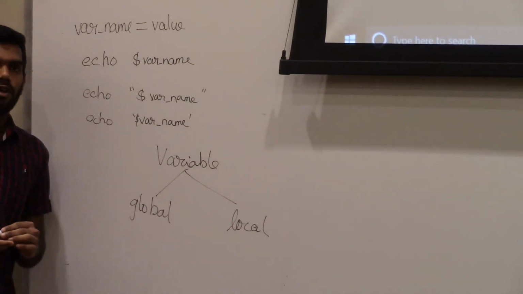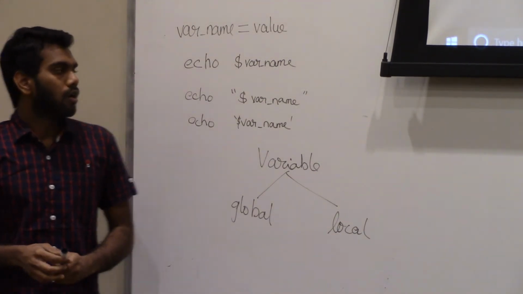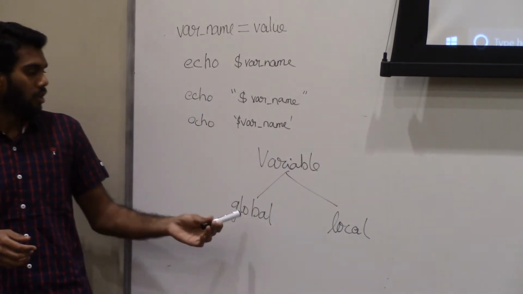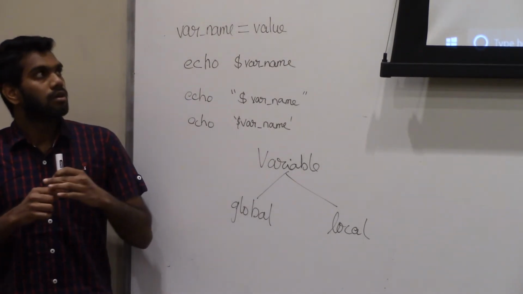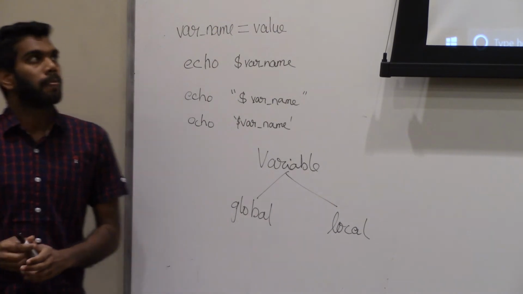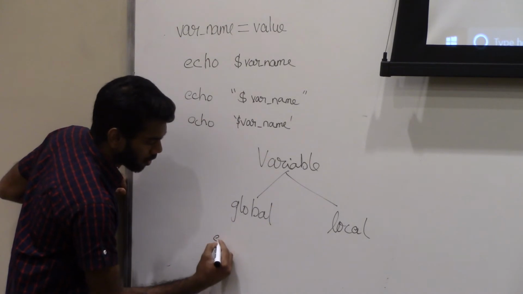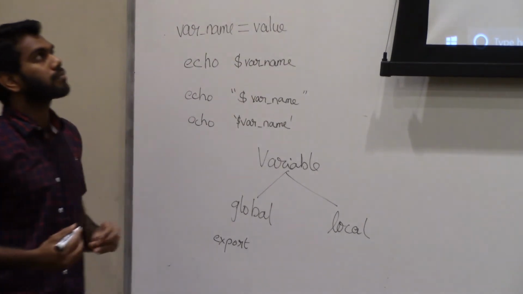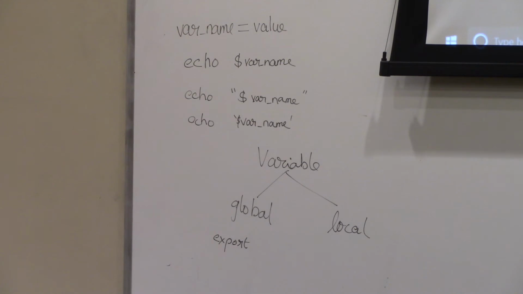There are two types of variables available. One is the global, another one is the local. A local variable has scope within the shell, and a global one has wider access. It's like a public one. In order to use a global variable, just before the variable name, give export. Let's see the example. I'm going to take this same one.